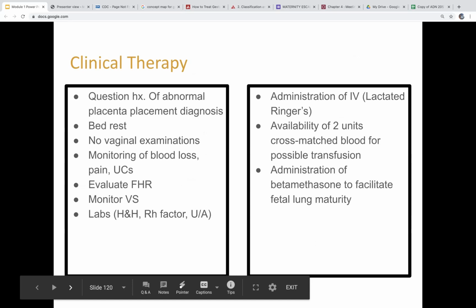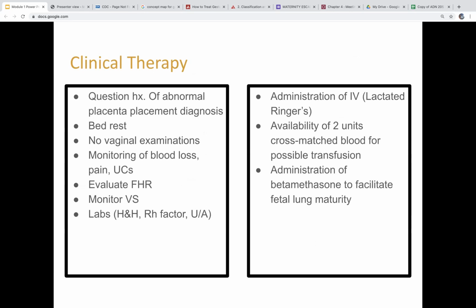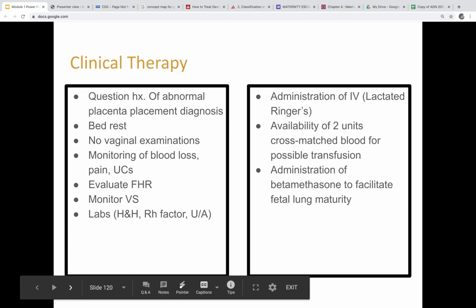So clinical therapy is bed rest, no vaginal examinations. Like I told you, you're going to be checking their H&H. They're probably going to get blood and any blood products. Evaluate the baby, very key. Monitor vital signs. Get a set of labs. You want to type and cross. And administer that betamethasone to facilitate fetal lung maturity.